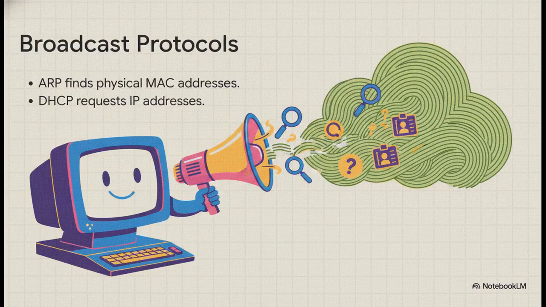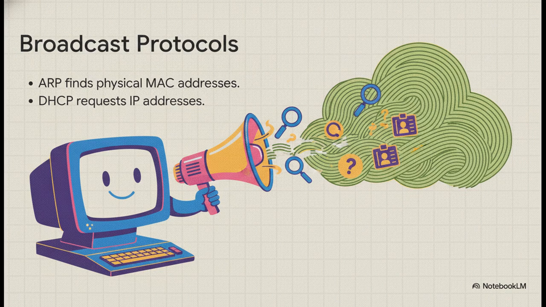Now you might be thinking, well, let's just turn off broadcasts. Actually, scratch that, you can't. These megaphone shouts are absolutely crucial for network survival. Essential protocols rely on them. Like ARP, the Address Resolution Protocol. It uses broadcasts to find the physical MAC address of a device when it only knows the IP.